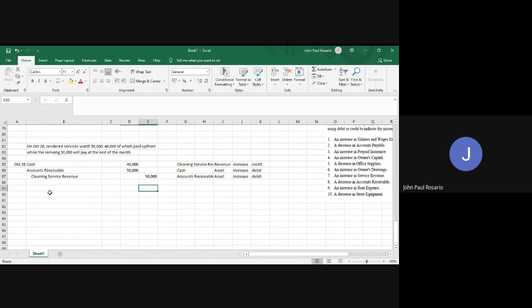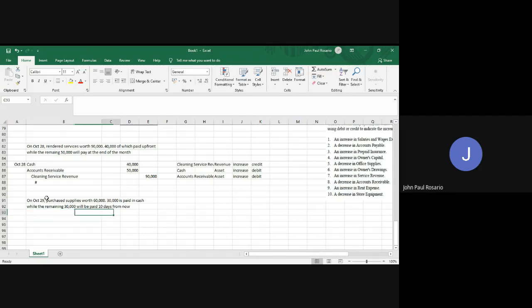So, in this example, there are two debits. This is what happens. And then what if the transaction is on October 29, purchased supplies worth 60,000. 30,000 is paid in cash, while the remaining 30,000 will be paid 10 days from now.